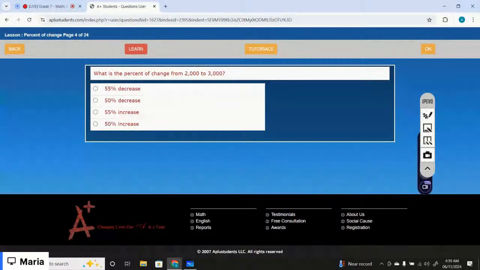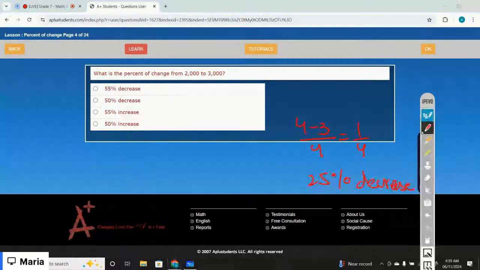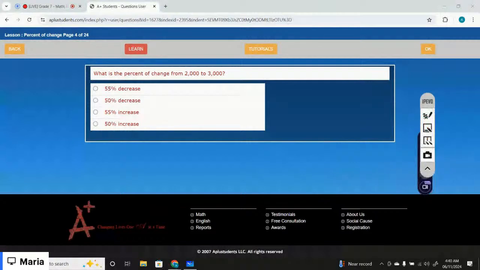What is the percent of change from 2000 to 3000? So the value is changing from 2000 to 3000, right? That means that is increasing. How much increasing? Increasing by 1000. So 1000 divided by 2000 is 1 over 2. Multiply it by 100. That means the value is increasing by 50%. The correct option is 50% increase. The last option is the correct option. Got it? Okay, you can complete the lesson by yourself later today.